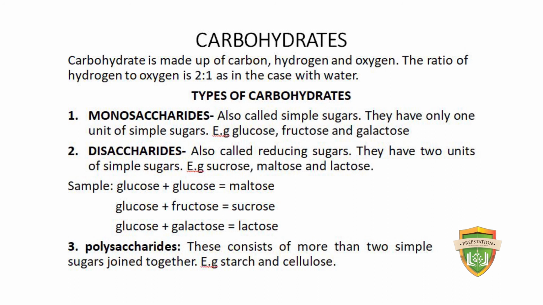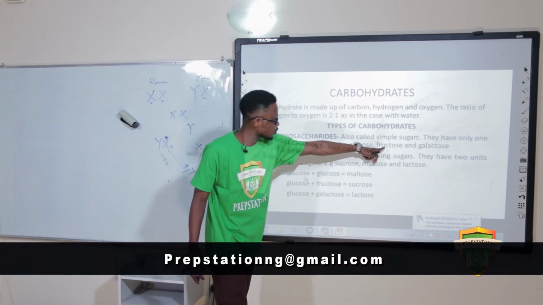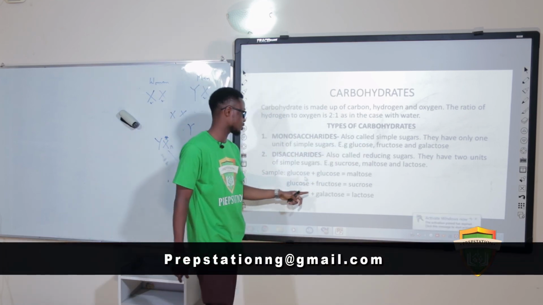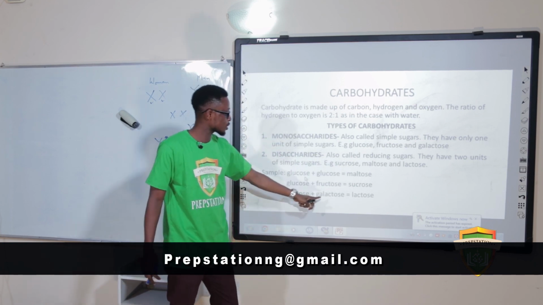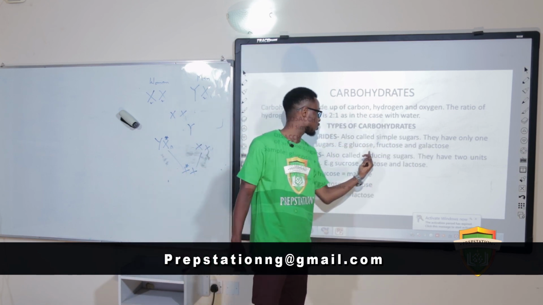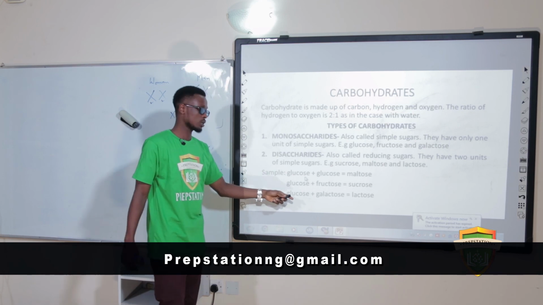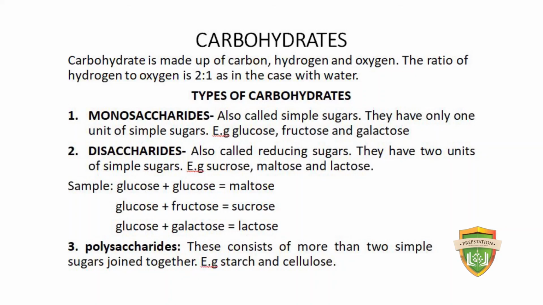Some examples now, take notes please. Glucose plus glucose, that's two units of monosaccharide, will give you what? Maltose. Glucose plus fructose, two units of monosaccharides, will give you what? Sucrose, that's a disaccharide. We have glucose plus galactose, two units of monosaccharides, will give you what? Lactose. Then the last one, number 3, polysaccharides.